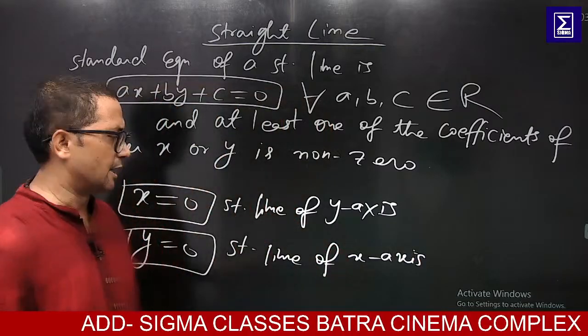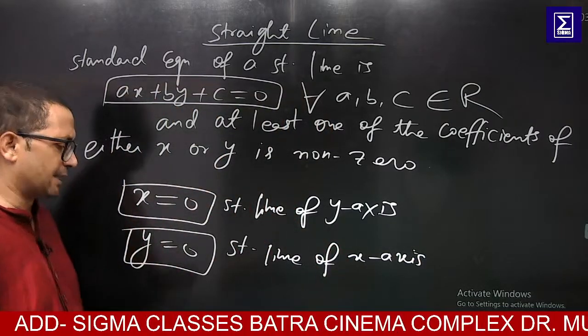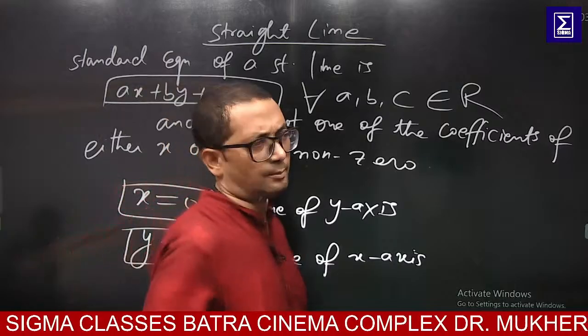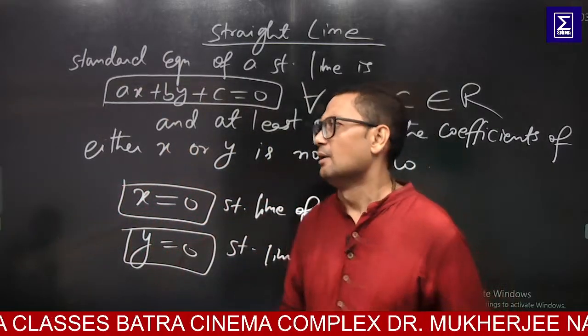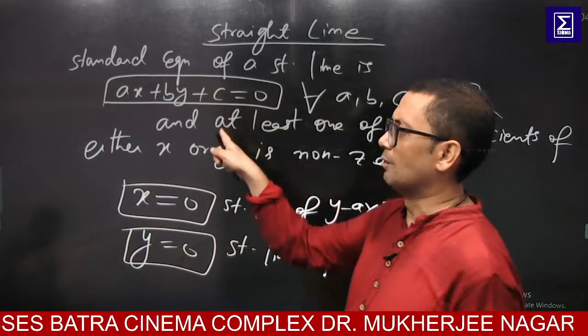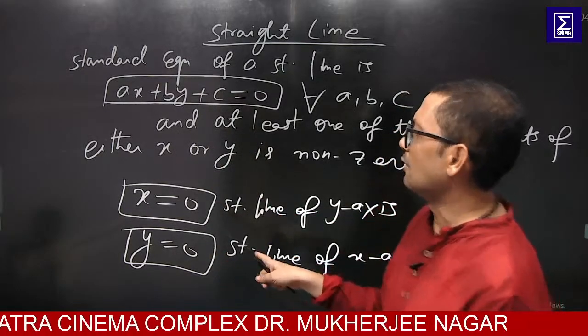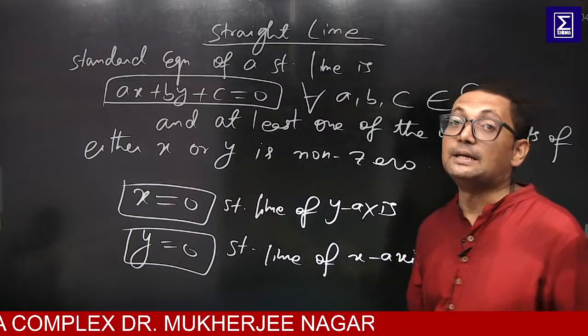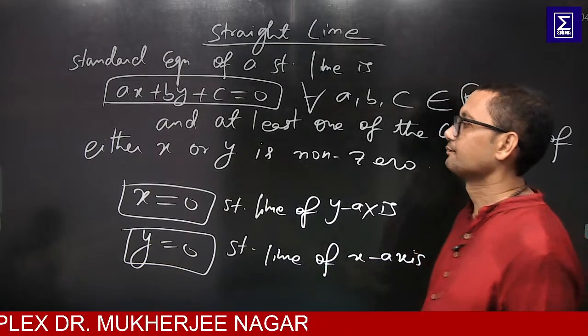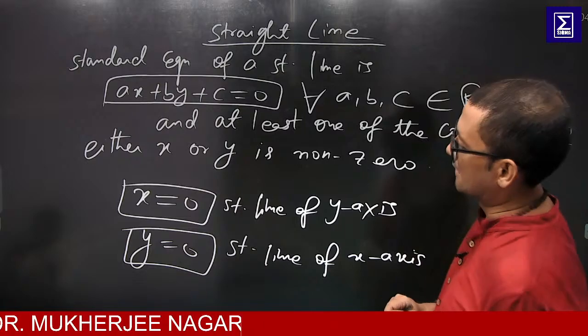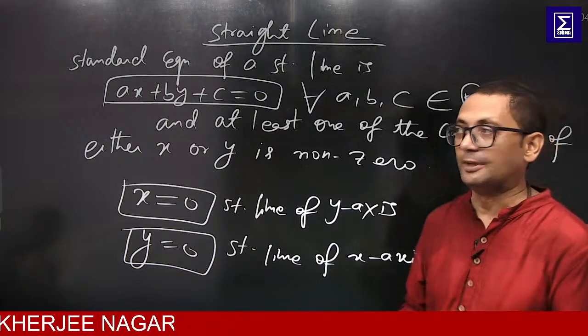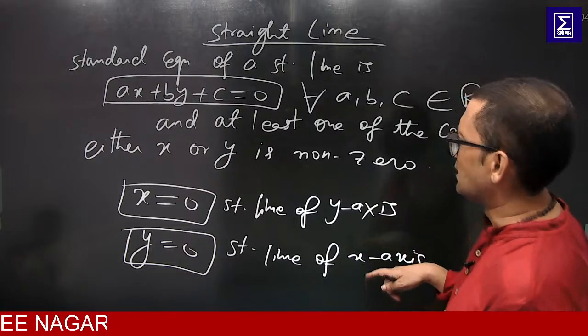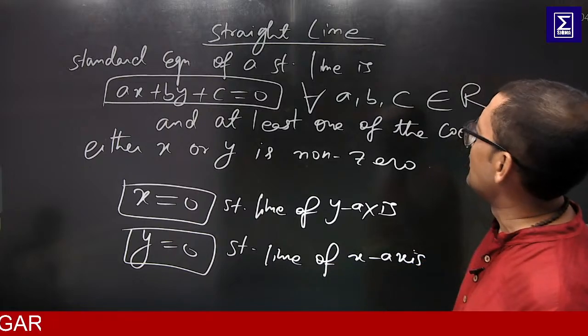What do we understand from all this? Even if only x or y is there, it is the equation of the straight line, but it should be in the linear form only. There should not be any higher degree. The degree of x and y must be 1. There should not be any term with x and y together, meaning x and y should not be in the form of multiplication. So this is the general and standard equation of the straight line.